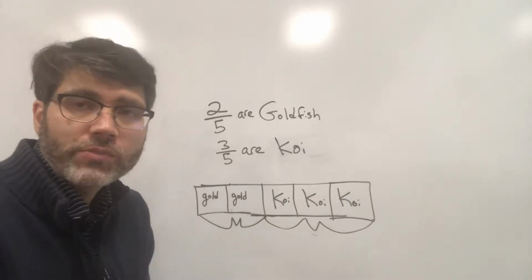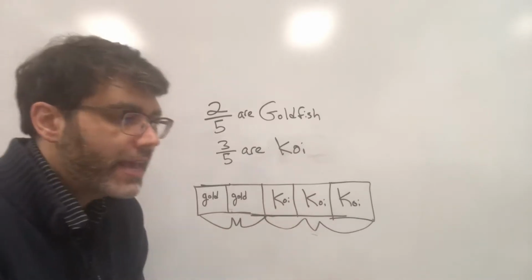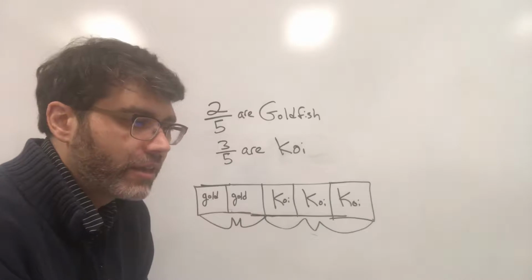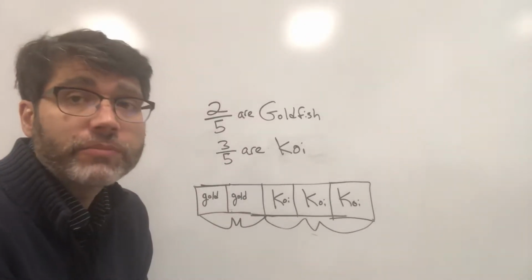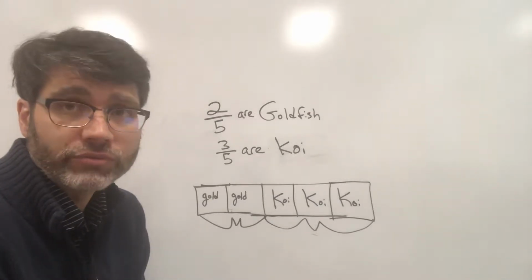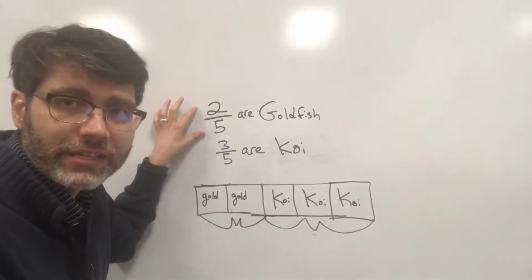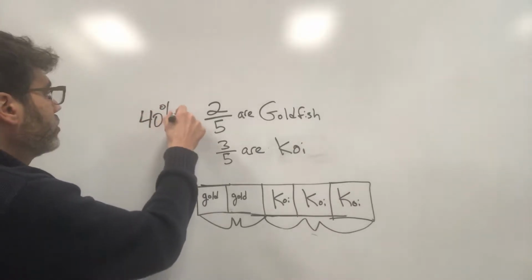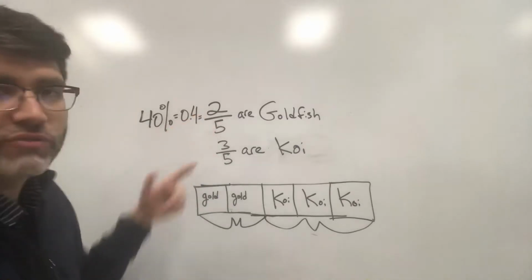So I'm going to start off with a word problem, and we're going to translate a word problem into some expressions. Our first problem is: 40% of fish in a pond are going to be goldfish. Another way of saying 40% is 2/5. So 40% is the same thing as 2/5 because 40% equals 0.4 as a decimal, and 0.4 as a decimal is 2/5 as a fraction.